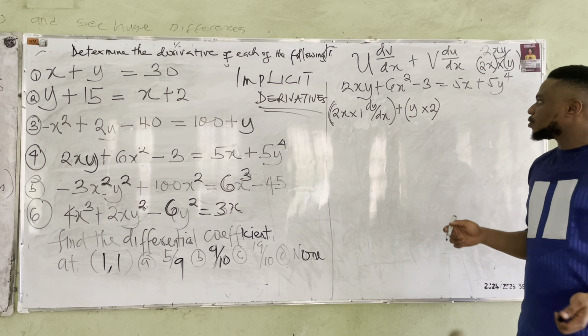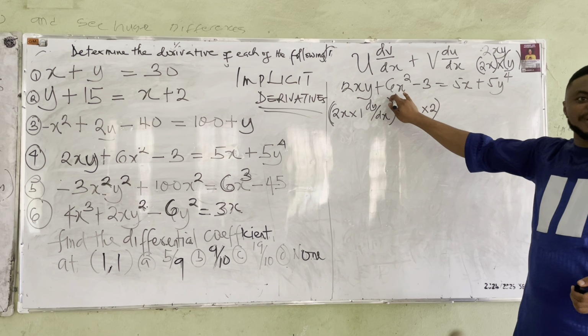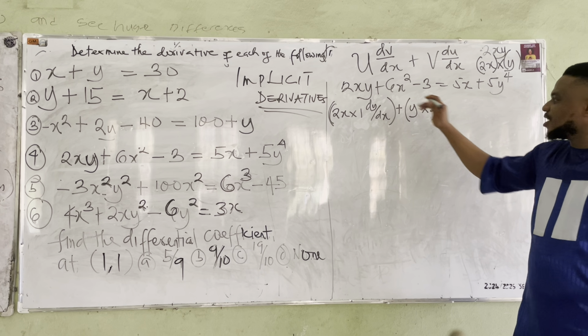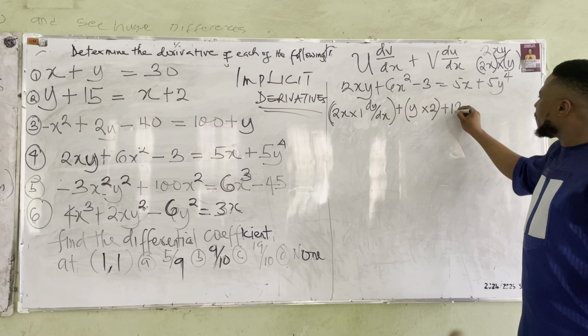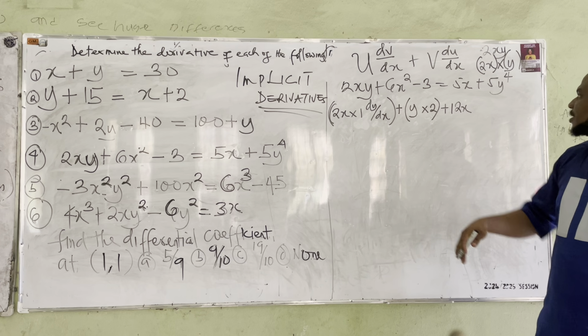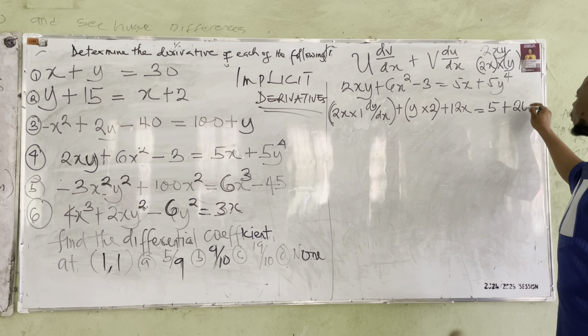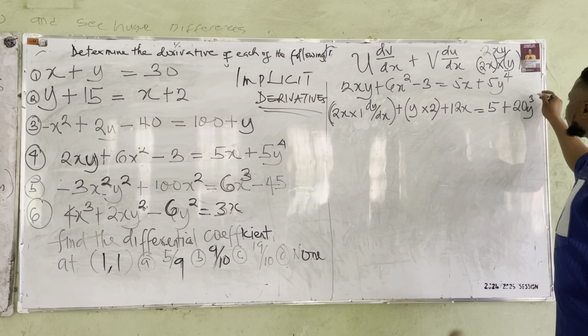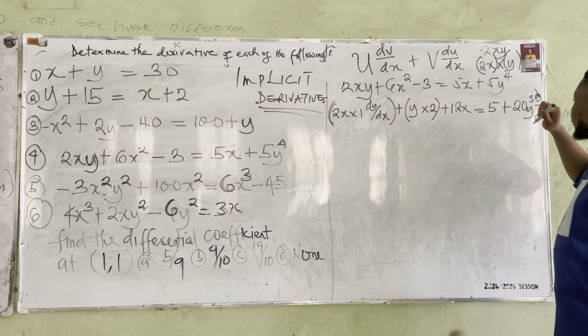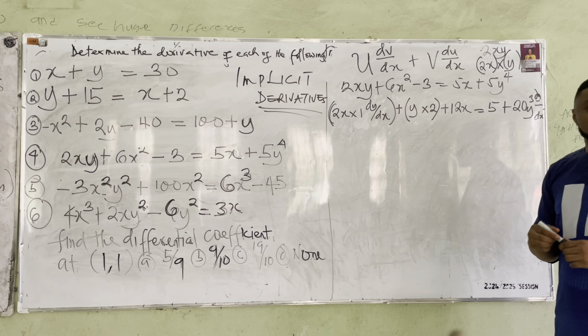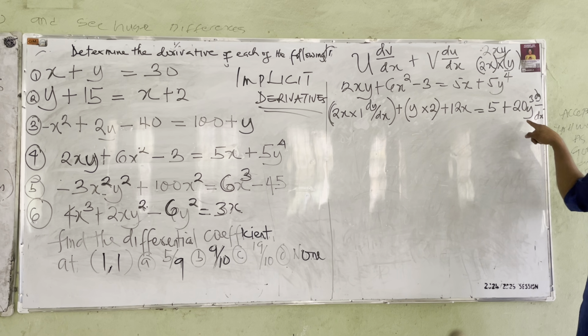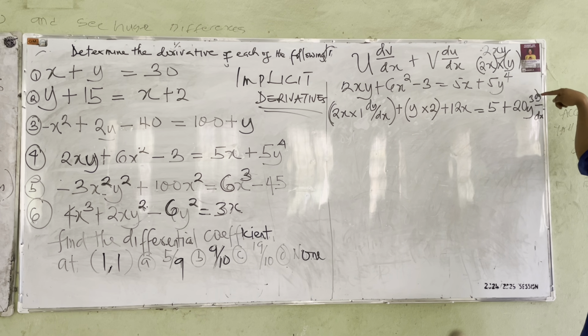Minus 3 is a constant, right? So it is 0. Okay, but even before that, let's differentiate 6x squared first. So this will be plus 12x. Minus 3 is a constant, so it's gone. This will be equals to 5 plus 20y cubed dy over dx. Is it not? 4 times 5 is what? So 20y, 4 minus 1, then dy over dx.